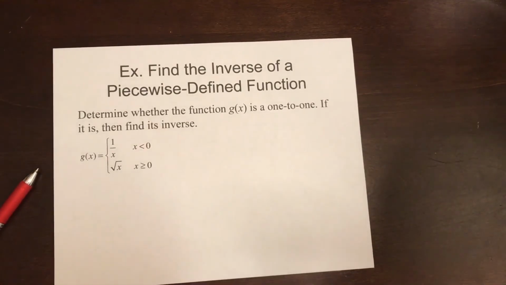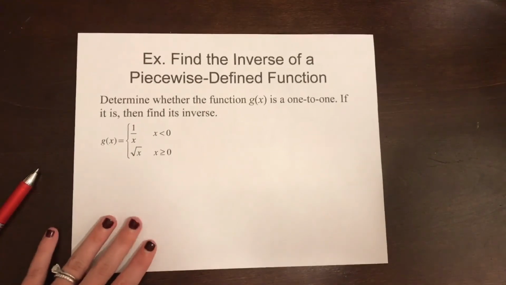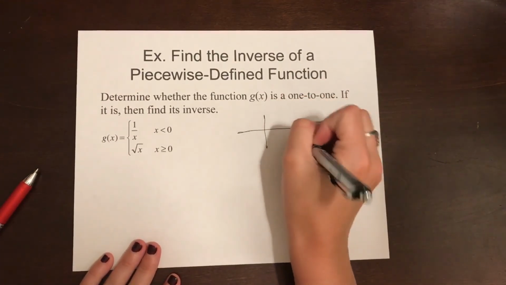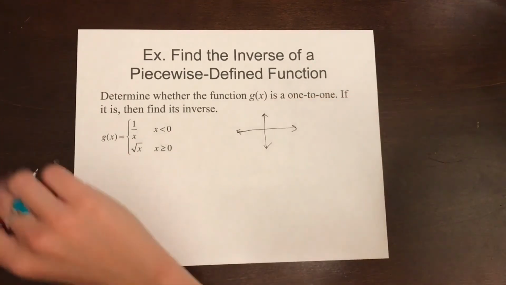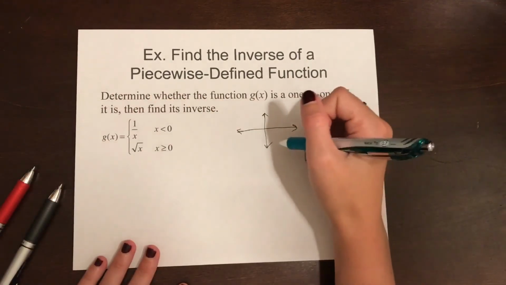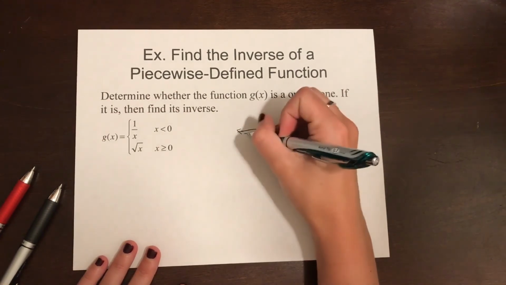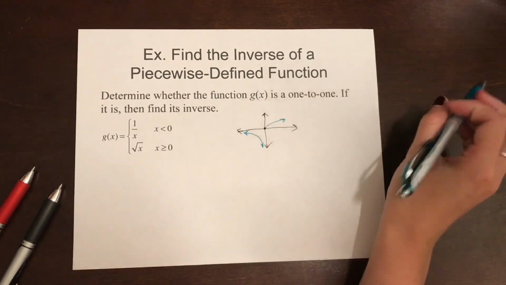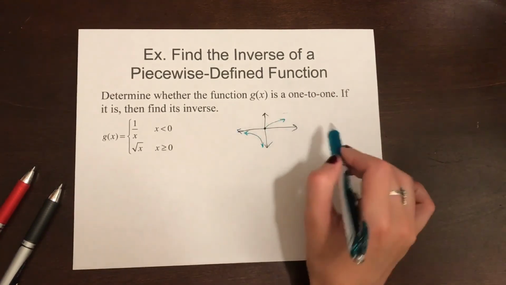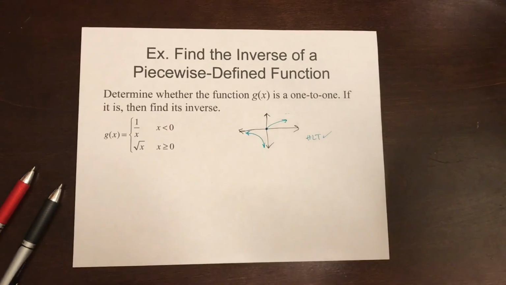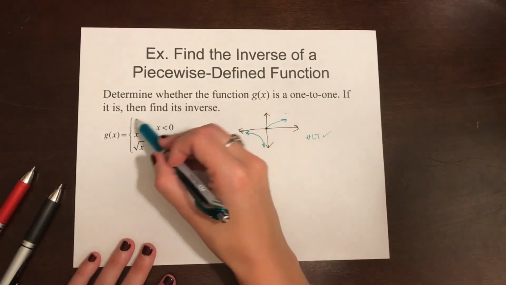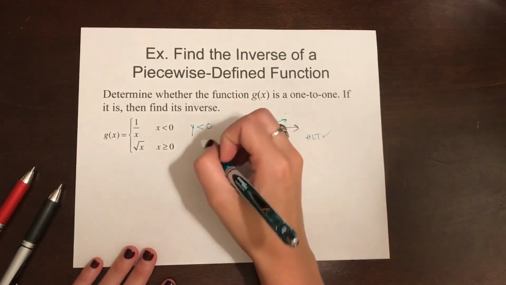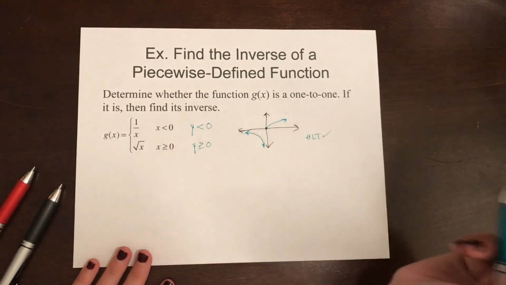Okay, last one. So our function g, let's go ahead and sketch this. It will look like the graph of 1 over x for x strictly less than 0, so it's just going to be this branch. And square root of x for x greater than or equal to 0. It's a one-to-one function; it would pass the horizontal line test. Looking at the y values, for this first part, 1 over x, that will be y less than 0. And then y greater than or equal to 0 for the square root of x.